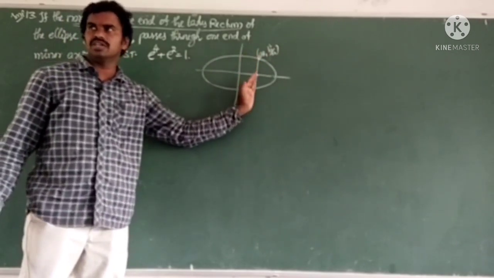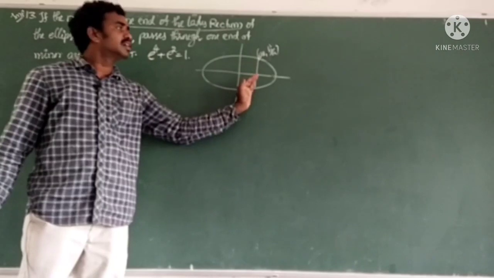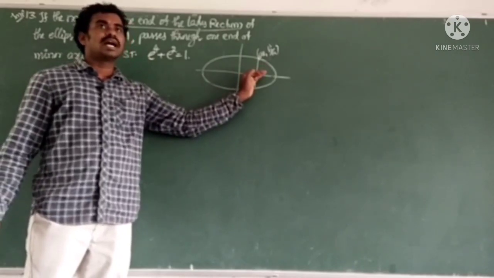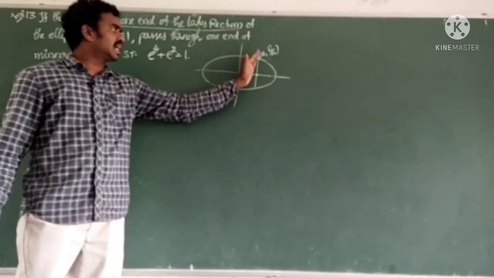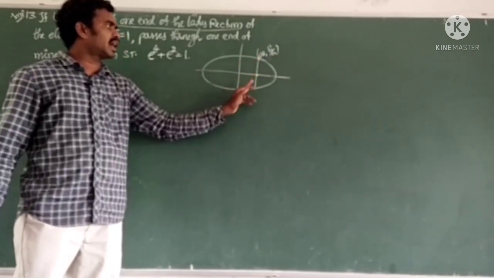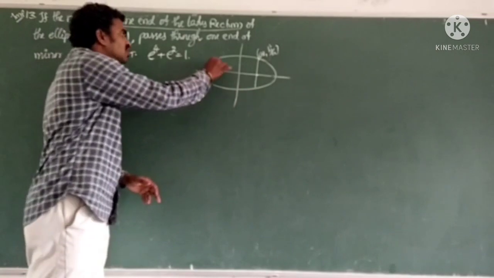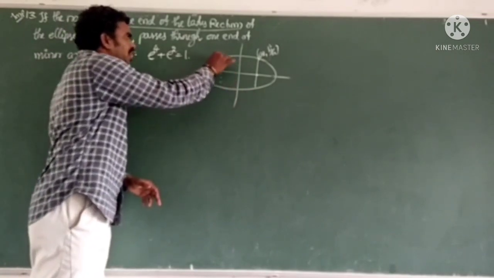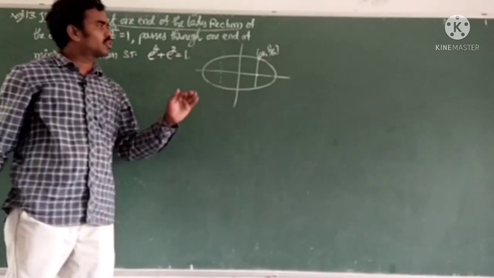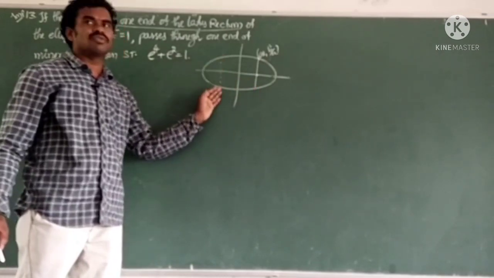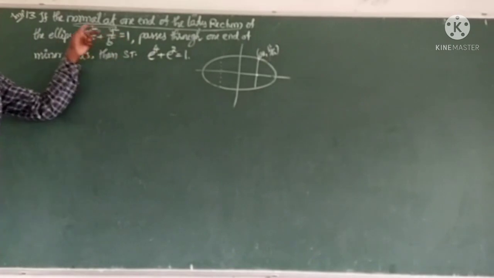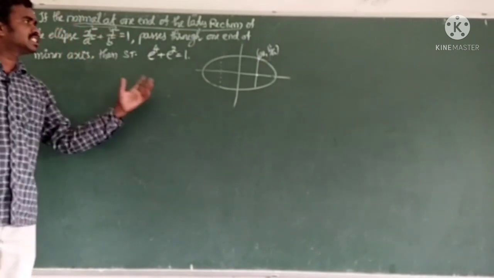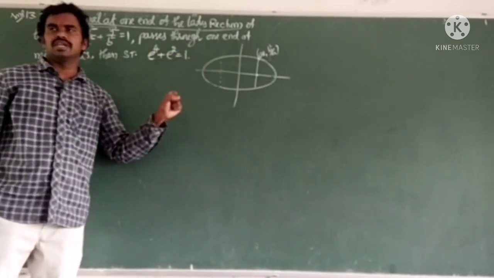Actually, this is a chord. Whenever the chord is perpendicular to the axis and passes through the focus, that is called the latus rectum. So the latus rectum has one end point, a second end point, and here also we can get another latus rectum with a third end point and a fourth end point. So no need to think about the second, third, fourth. Just take only one end point, because your question depends on only one end point. What is that end point? (ae, b²/a).